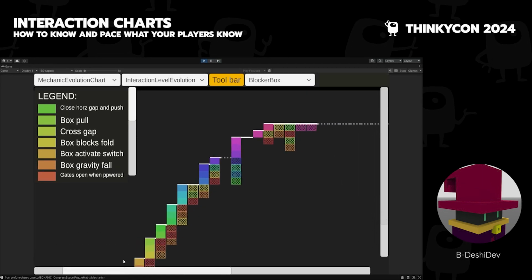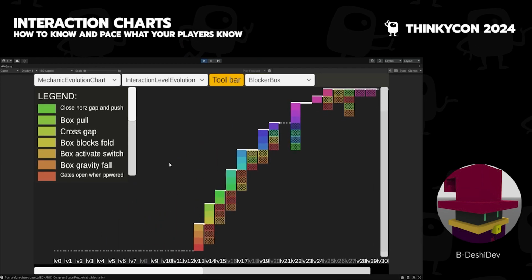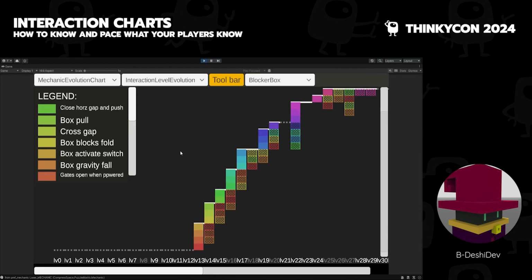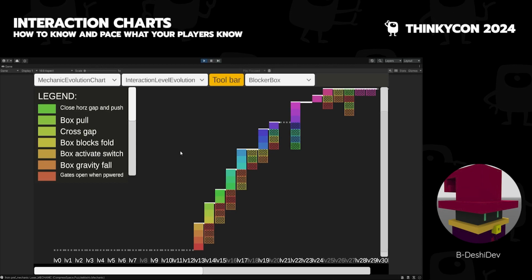And this is another chart format that I'm calling the interaction level evolution chart. It is the same idea as the mechanic level evolution chart, however this is for interactions.